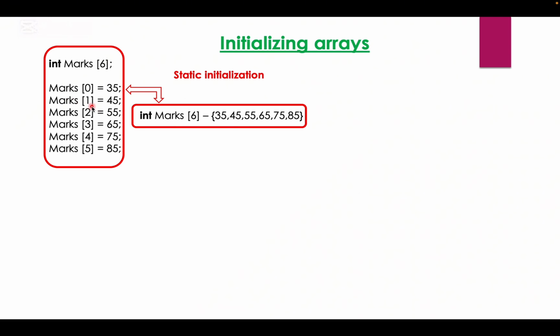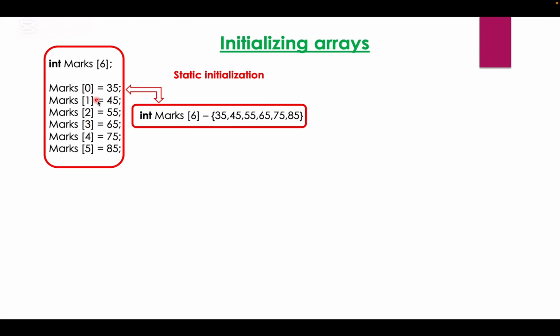The second space, which is index 1, takes the value 45, and it goes on. The last location in the array, which is location 5, will take the value 85. So you can initialize your array as such, where 65 will be kept in location 1, 2, 3, 4, which is really index 3.